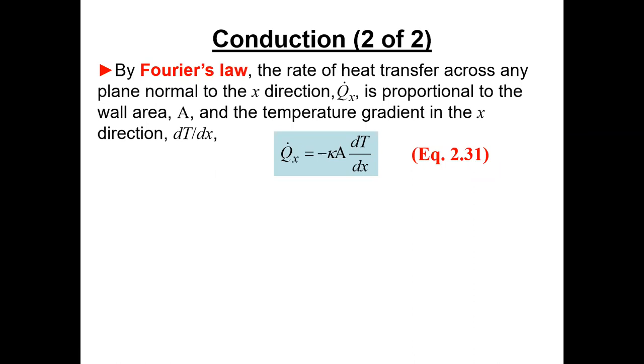A is the area normal to the heat transfer, normal to the x direction, perpendicular to the x coordinate it's going through. So that would be the YZ plane, a slice, x going this way, y and z. And then dT/dx is just the temperature gradient in the x direction.